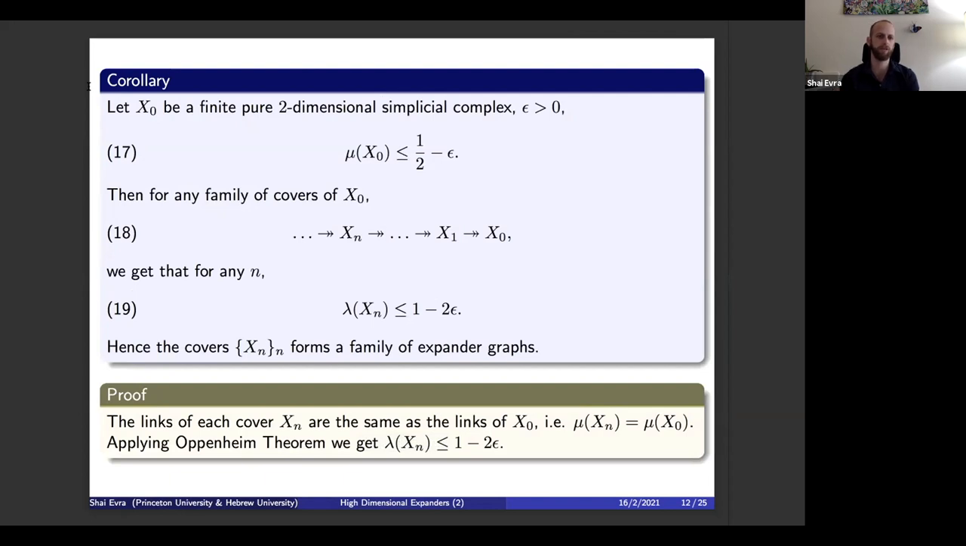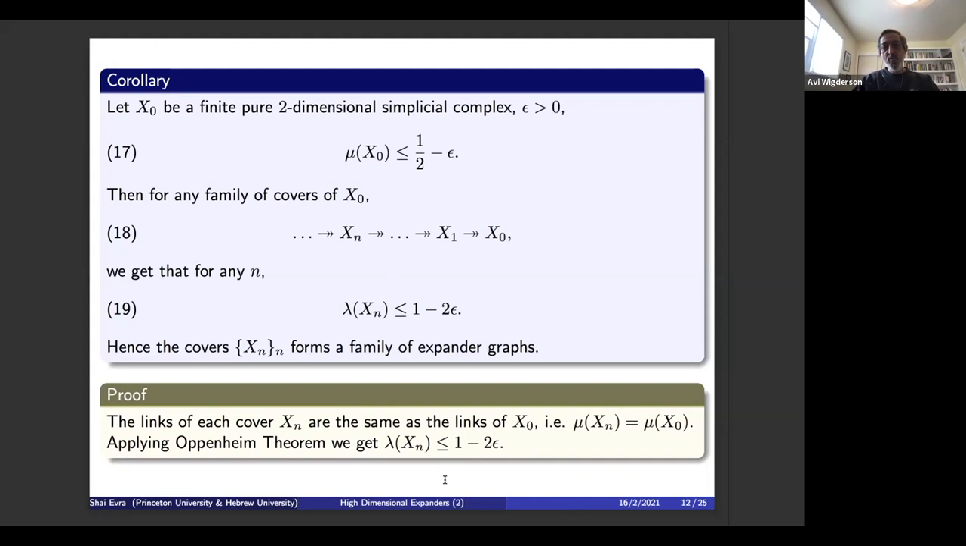Suppose you start with a finite pure two-dimensional simplicial complex such that its links are excellent expanders. The local expansion is strictly smaller than half minus epsilon: the second largest eigenvalue of all the links is strictly smaller than half minus epsilon. Then for any family of covers of this complex, all the members in these covers, no matter how you take the cover, will be expanders. So this is an easy way to construct expanders once you know that locally you're a good expander. If Kazhdan's property T is the mother group approach, then this is a baby link approach. Once you know at the smallest part of the tower that the links are good, then you're done.